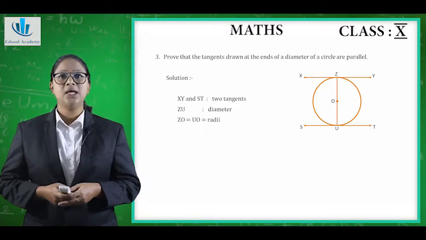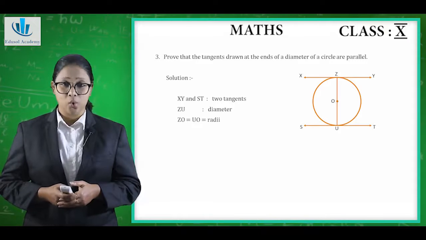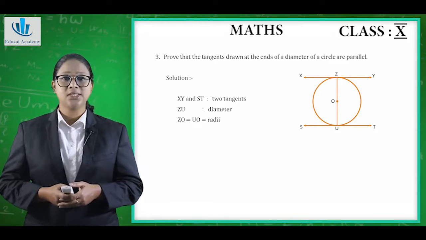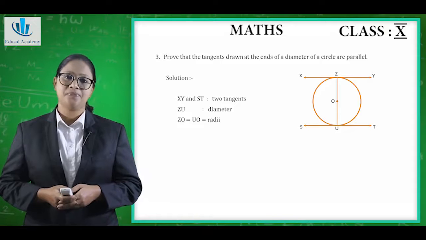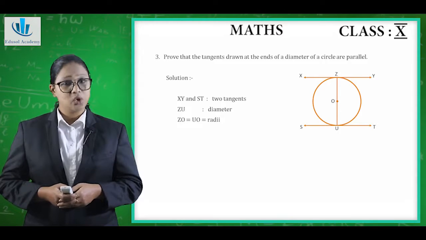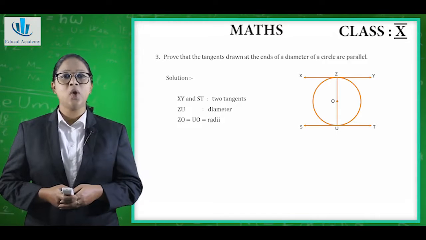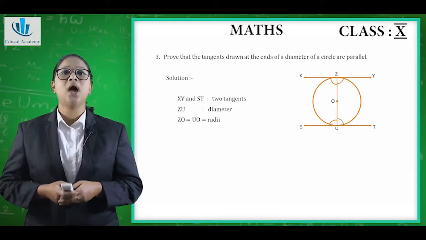So in this figure, ZU is the diameter. You can see that it passes through the center O. Now at the ends of the diameter, 2 tangents have been drawn, namely XY and ST. Now at Z and U, we have to make 4 divisions, namely angle 1 and angle 2 at Z, and angle 3 and angle 4 at U.